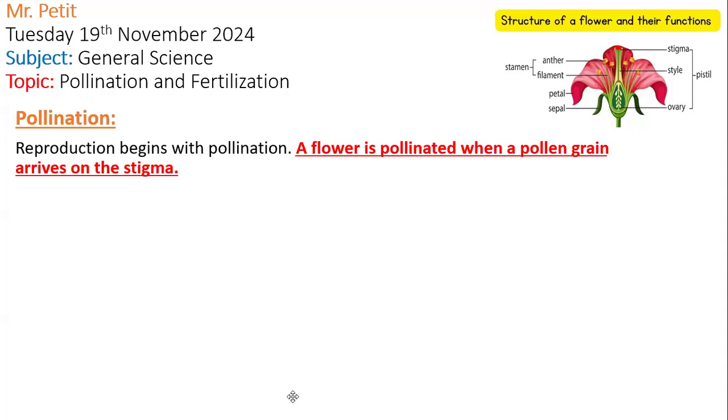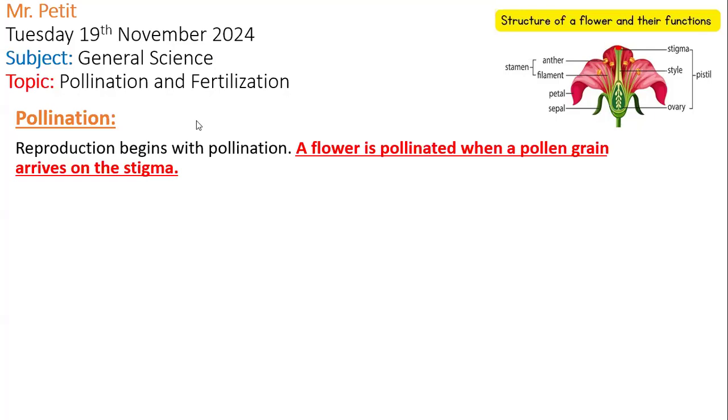Gator, when is a flower pollinated? Where's Charisse? Charisse, are you there? Yes, sir. Are you paying attention? Yes, sir. What do we mean when we say a flower is pollinated? When a pollen grain arrives on the stigma.